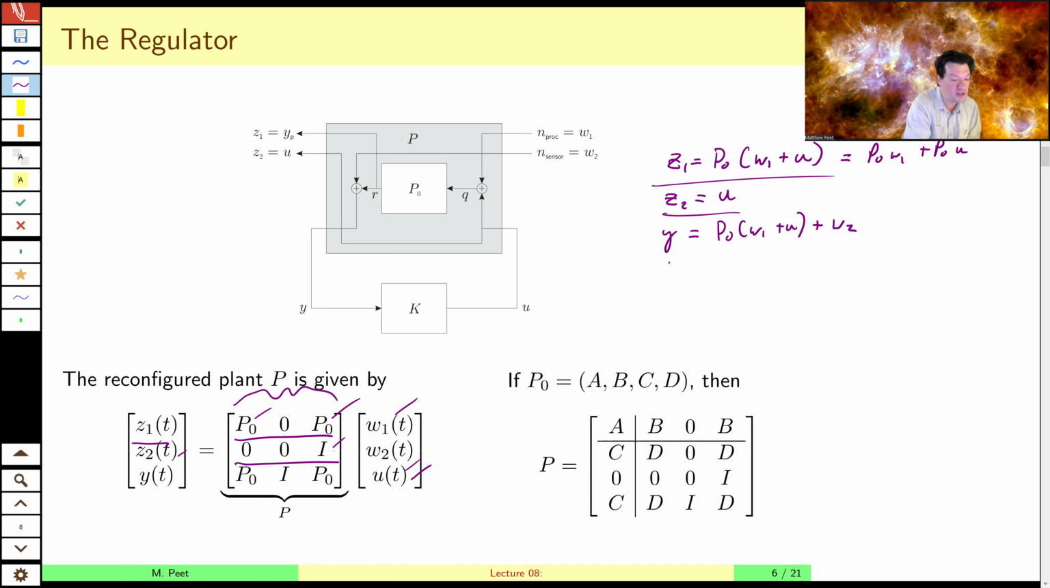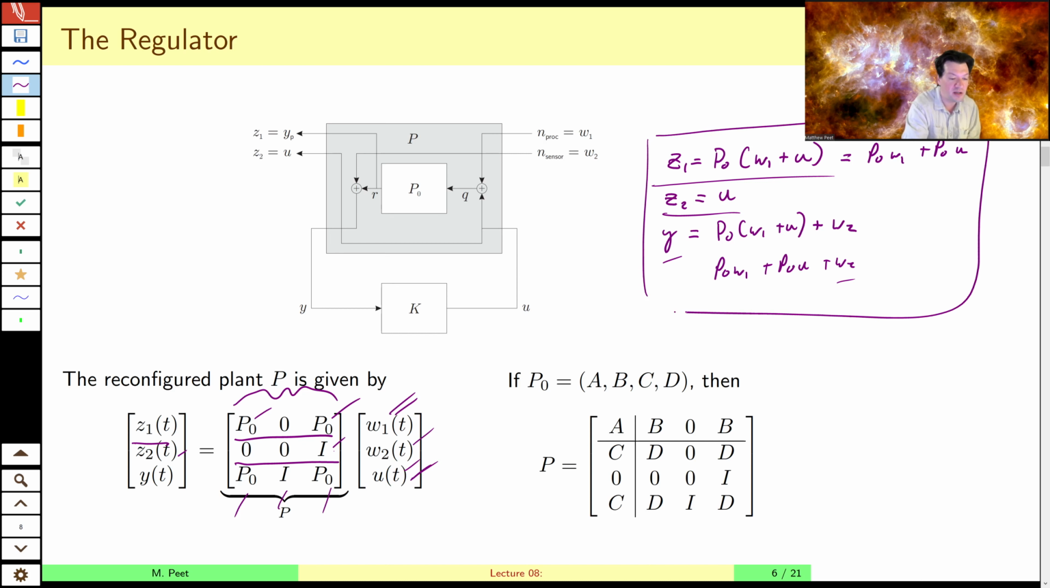And then the third equation, Y equals P naught W1 plus P naught U plus W2. So P naught W1 plus identity times W2, and then P naught times U. So we have these 3 equations, and again, because the systems are in algebra, we can just write these down directly as our larger system representation, which we have right here.